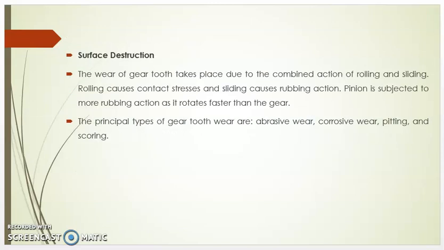Now surface destruction. The wear of gear tooth takes place due to the combined action of rolling and sliding. Rolling causes contact stresses and sliding causes rubbing action. Pinion is subjected to more rubbing action as it rotates faster than the gear. The principal types of gear tooth wear are abrasive wear, corrosive wear, pitting and scoring. Now we will see one by one.